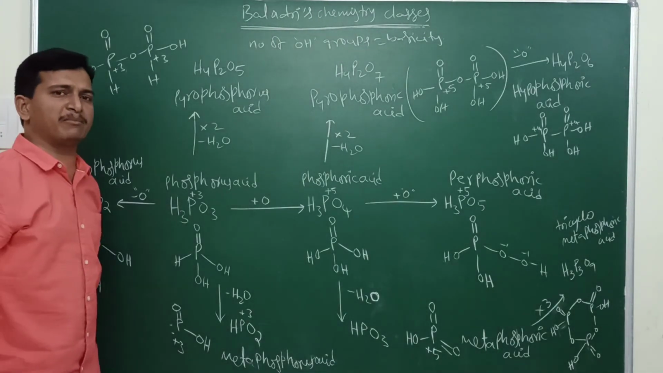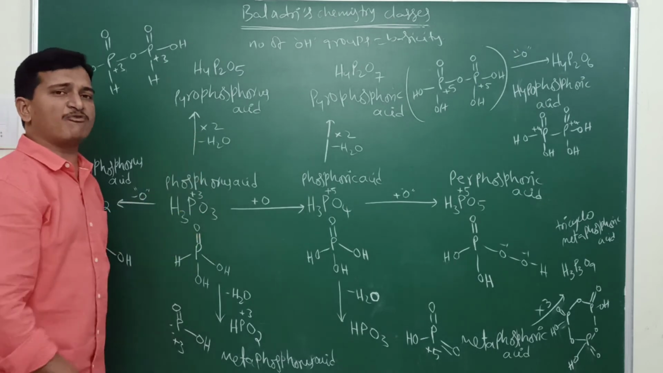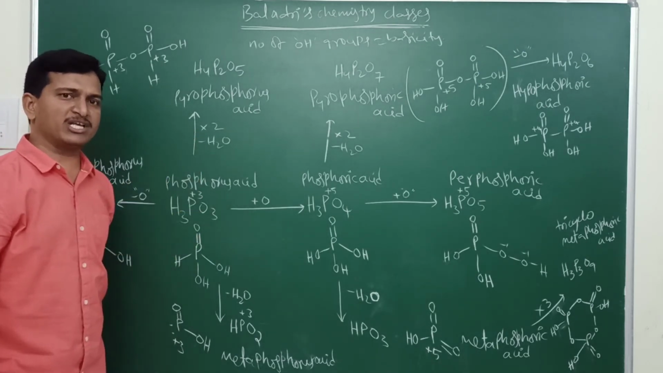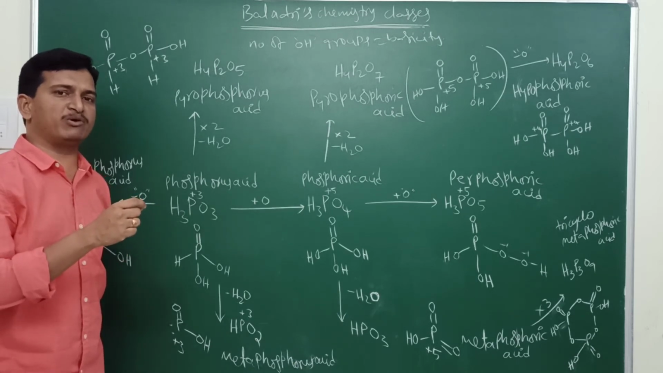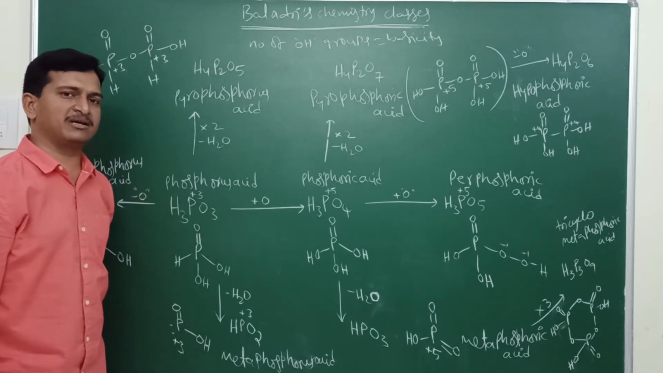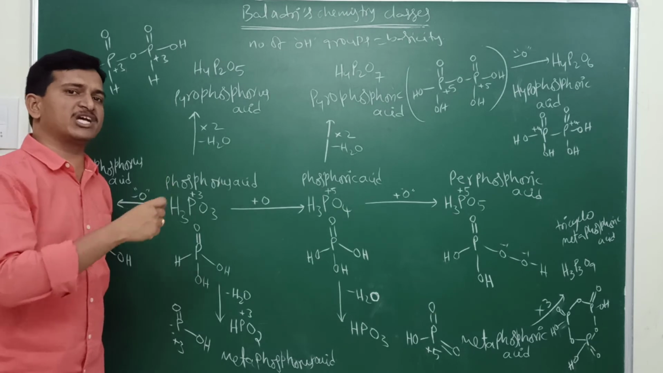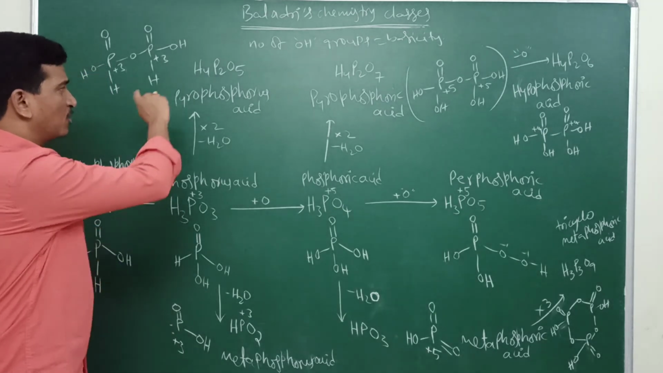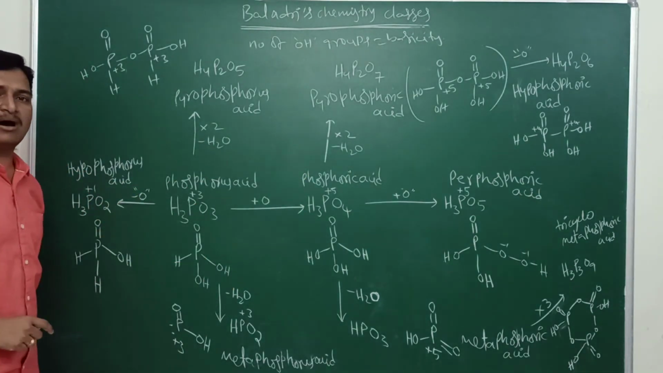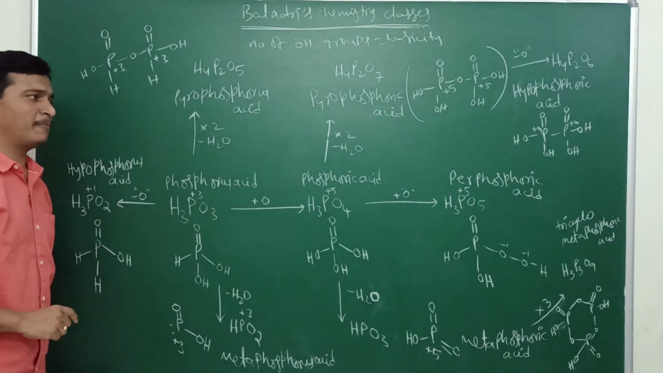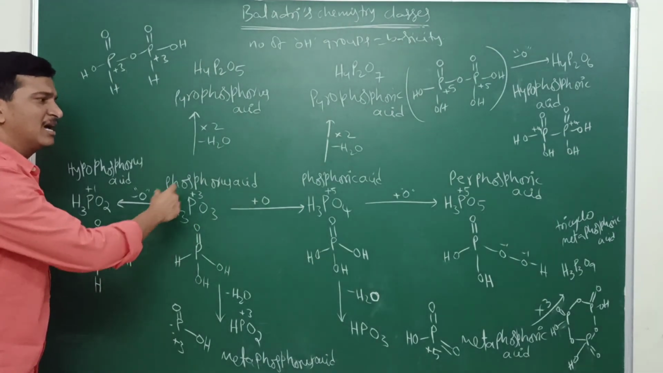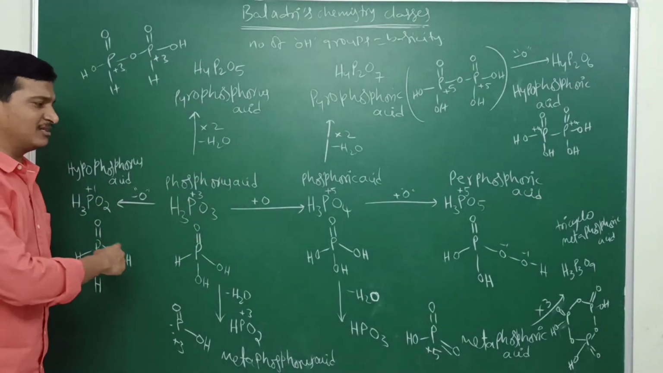Now one more point you can remember here. With increasing number of P-OH groups, oxidizing nature increases. And with increasing number of P-H groups, reducing nature increases. Like this, we can construct all these 10 oxyacids of phosphorus. Then we can remember very easily. If we remember only phosphorus acid, the rest of the acids we can construct, and the structures also we can write very easily.